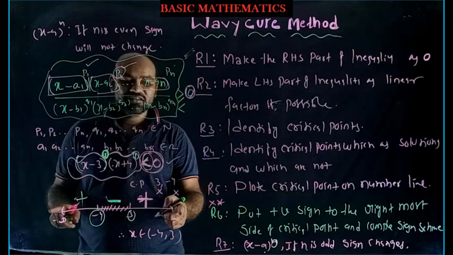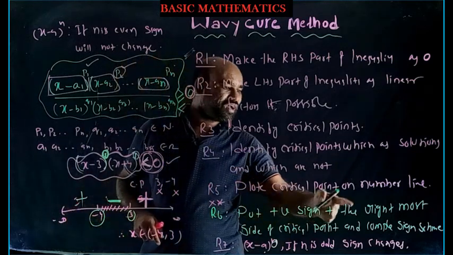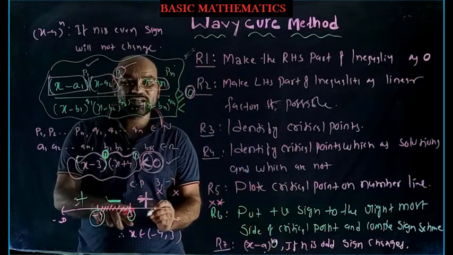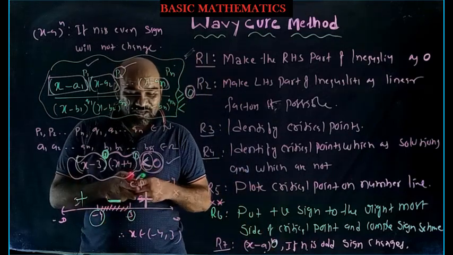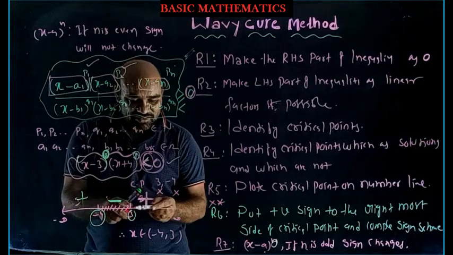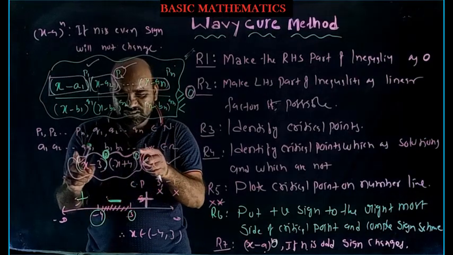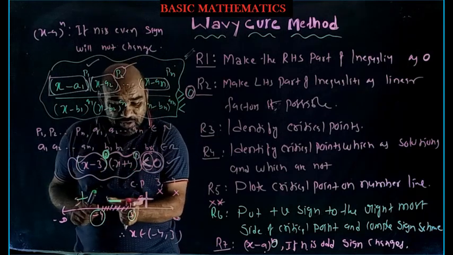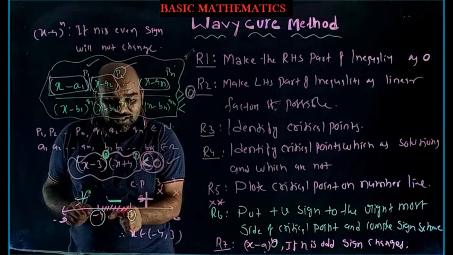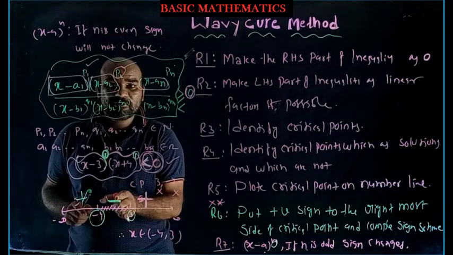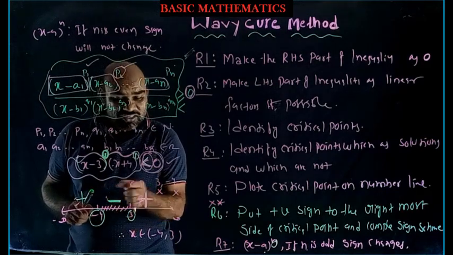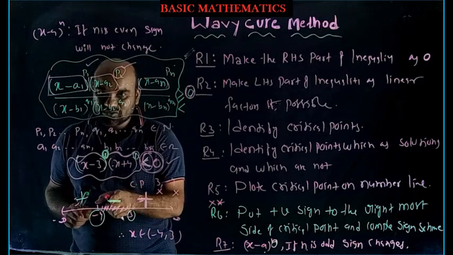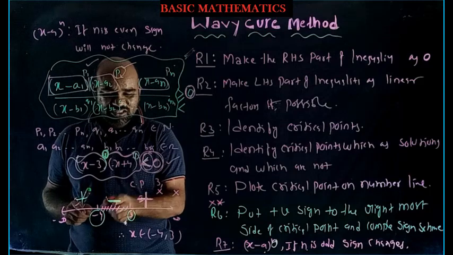Put a positive sign on the rightmost side of the critical point, plus symbol. So what is the meaning of this? Take any value of x greater than 3, and the sign of the expression x minus 3 into x plus 4 is positive. Next, for the values of x from minus 4 to 3, it depends upon the exponent of x minus 3. If the exponent is odd, the sign will change. If the exponent is even, the sign won't change. Here the exponent is 1, odd, so the sign will change.